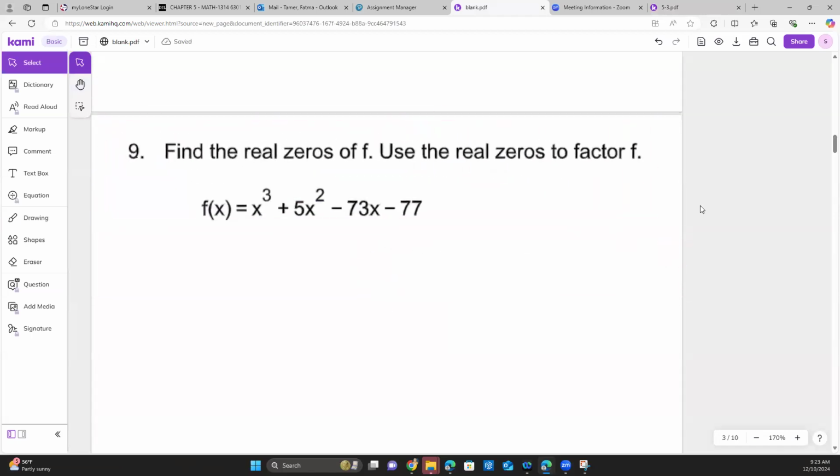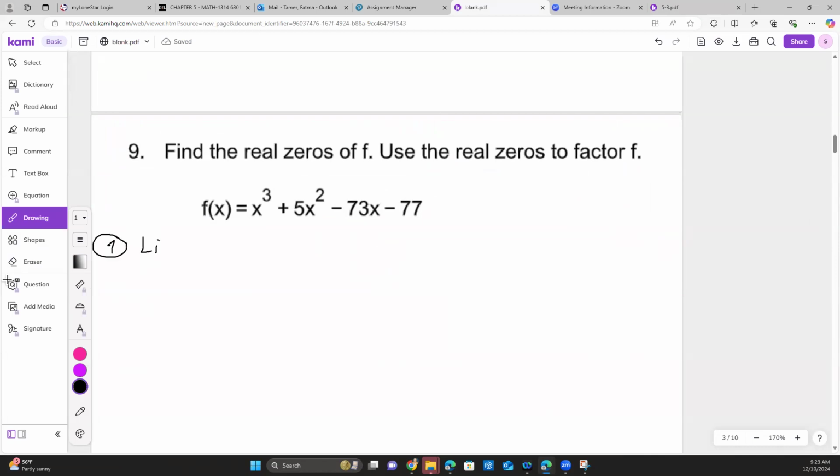Okay. So to find the zeros here, first thing is I am going to find the candidates. What numbers can be there? So first step, list the possible rational zeros. So first we're going to decide what numbers can be our solution.